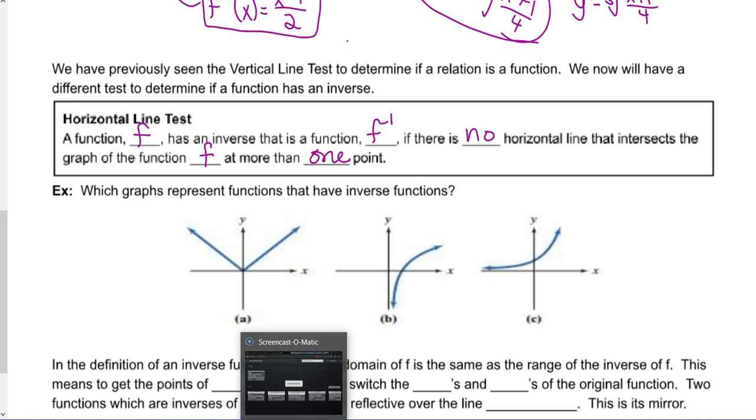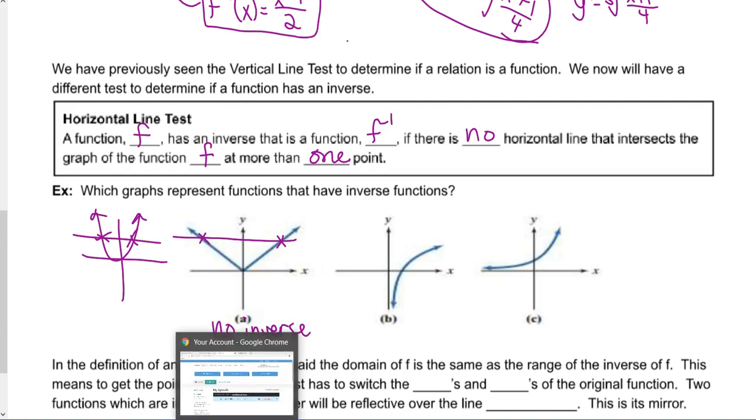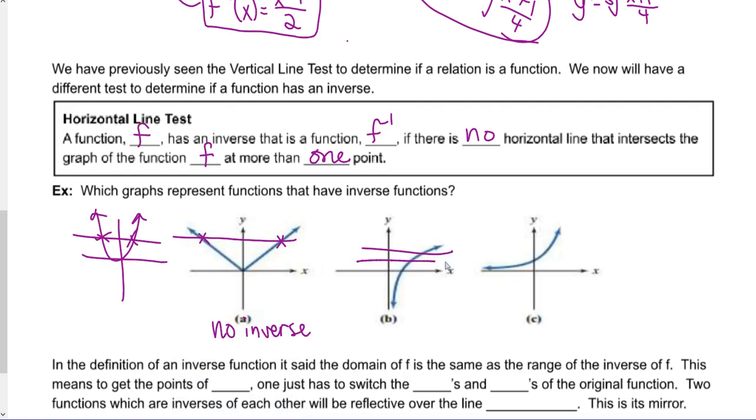First off, it has to pass the vertical line test for it to be a function. Each one of these is a function. If I now go horizontally and it intersects in more than one spot, like a parabola, where horizontally there are 2 spots that it intersects, there is no inverse here. It can only intersect in one spot for it to have an inverse. With the horizontal line test here, no matter where I draw that horizontal line, it only intersects the function in one spot. So yes, we have an inverse here.